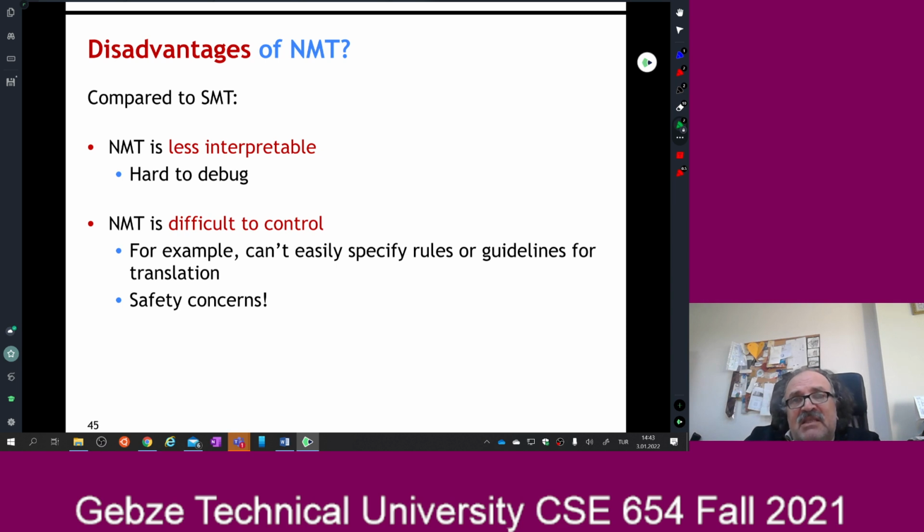And it is not easy. The result is we don't know how to fix that problem. And sometimes it's the safety concerns. If you don't know what kind of errors you are going to make with your system, I cannot use the system in safety critical applications because I don't know the limits of it.